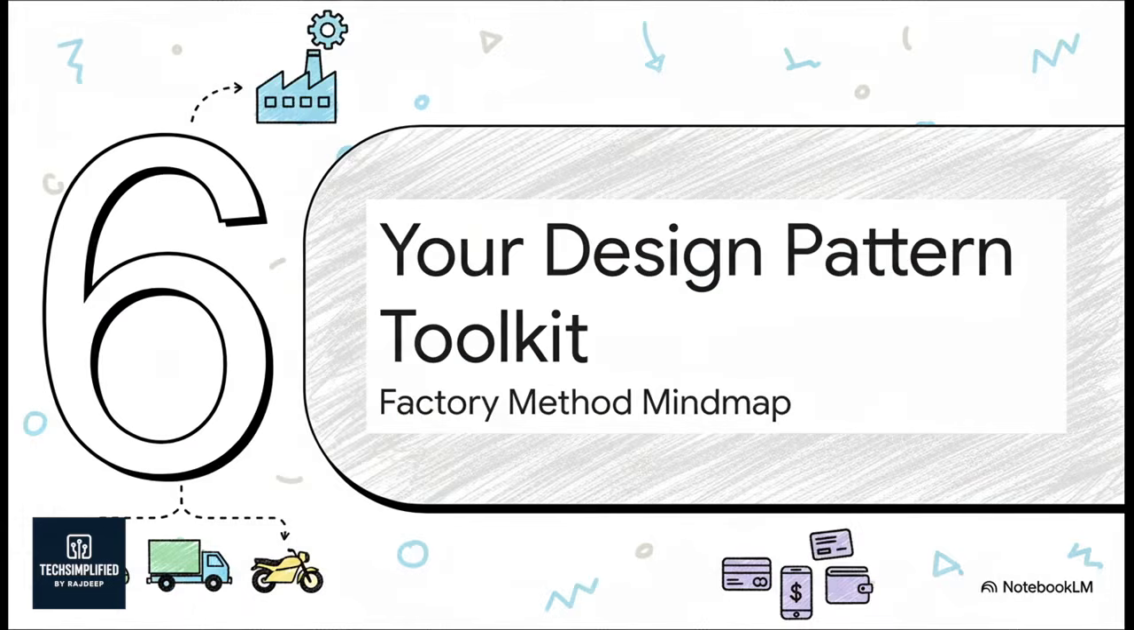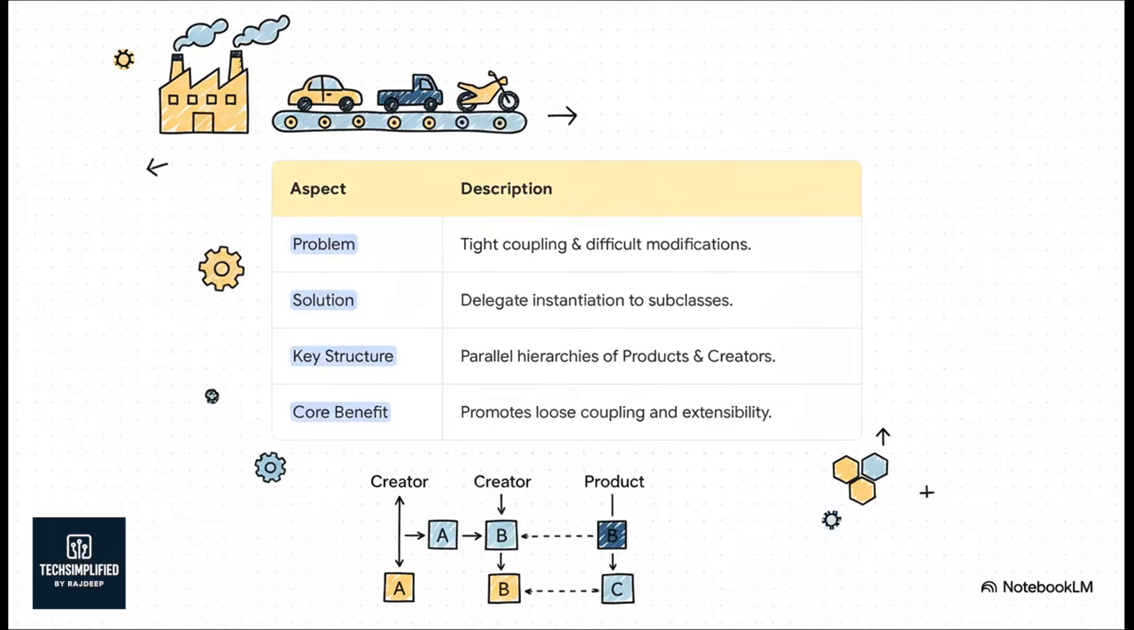Okay, that was a lot, so let's boil it all down into a quick reference mind map. Think of this as the cheat sheet you can add to your personal developer toolkit. So let's just run through it one last time. What was the problem? Tight coupling, code that's a pain to change, and breaking that open/closed principle. What's the solution? We delegate creating objects down to the subclasses. The key structure to remember is those two parallel family trees, the products and the creators. And the core benefit, the reason we do all this, we get loosely coupled, super extensible code. We can add new features without the fear of breaking everything that already works.